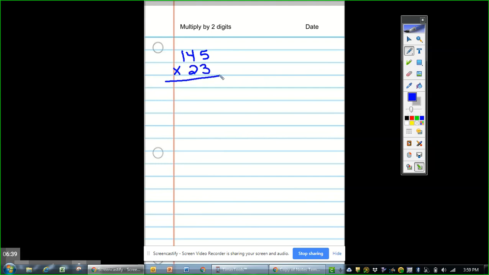Once again, I'm going to show you both methods so you can have both methods in your toolbox. So 145 times 23. Doing the area model, I am going to start off by drawing a very lovely box. It's also called the box method. And since I have 3 place value positions up here, I'm going to make it 3 columns.